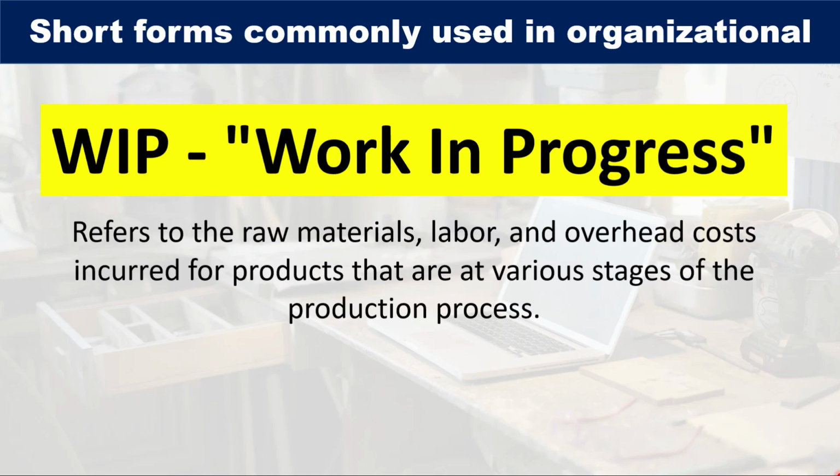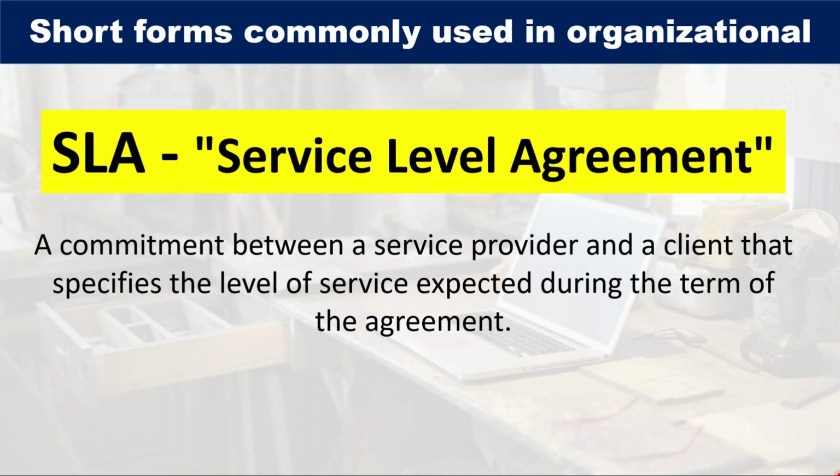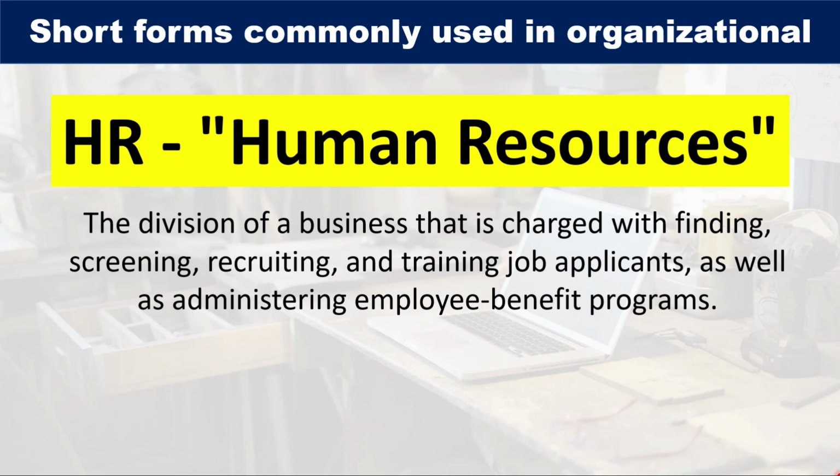Then WIP. Whenever you are working on any task, there is a task status: that it is completed, in process, or released. WIP indicates the work is in process. Then TCO means total cost of ownership. Then SLA means service level agreement. Then HR means human resource.